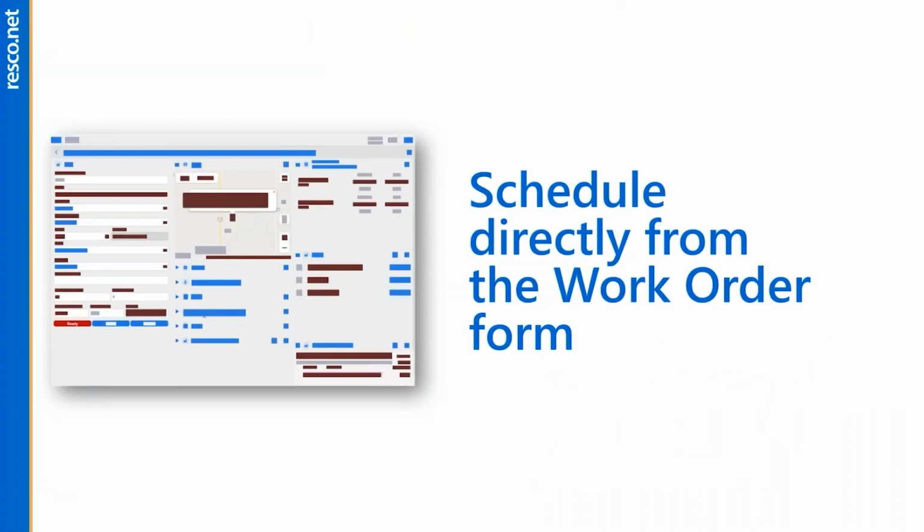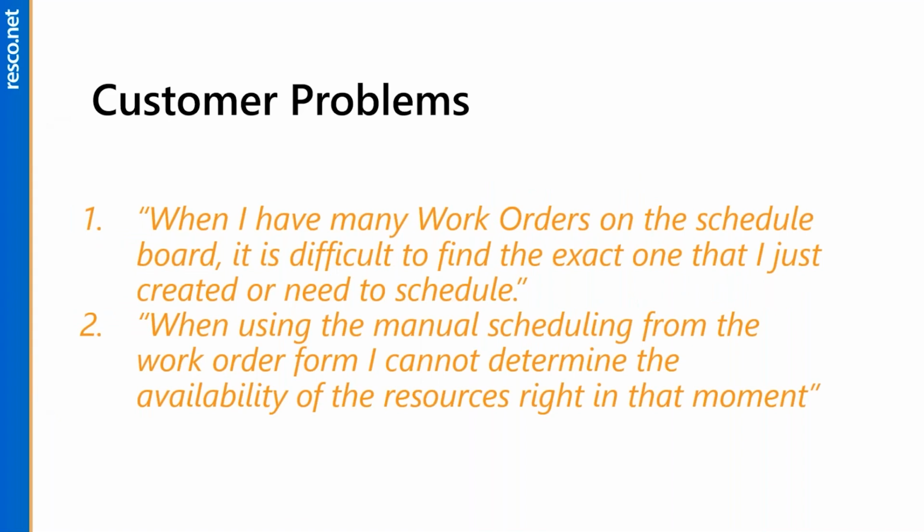So let's move on. Another pretty nice feature is scheduling directly from the work order form. So what does it mean? What are we trying to solve here? When I have many work orders on the schedule board, it is difficult to find the exact one that I just created or need to schedule. If you imagine that somebody created a work order right now and then went and clicked the schedule board and needed to find it immediately, and there were like 200 work orders, it can be a little bit complicated or problematic.